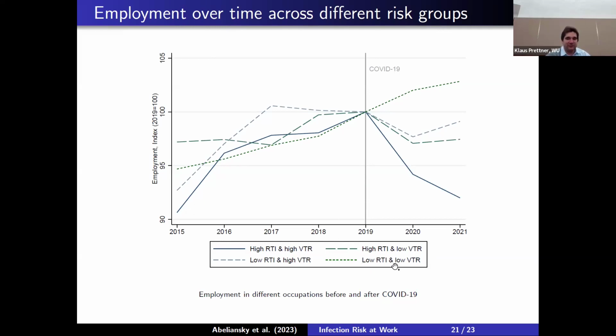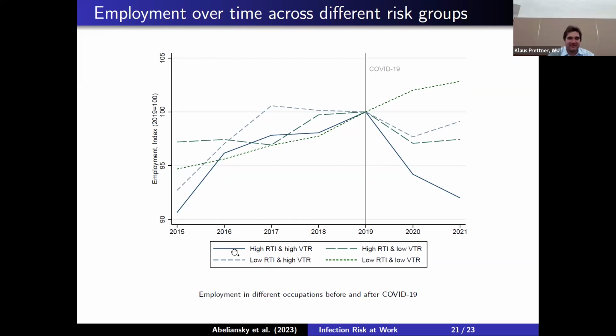Then the group that has a low infection risk at the workplace and a low automation risk, that's the dashed line here. And then 2 groups in between that have either a high automation risk but a low infection risk, or a low automation risk and a high infection risk. But for the sake of the illustration here, let's just abstract for the moment from these 2. What we see is that for those groups that have a low automation risk and a low viral transmission risk, employment just increases throughout the whole sample. And there is nothing whatsoever when COVID-19 hit. So there is no change in trend, according to eyeballing.